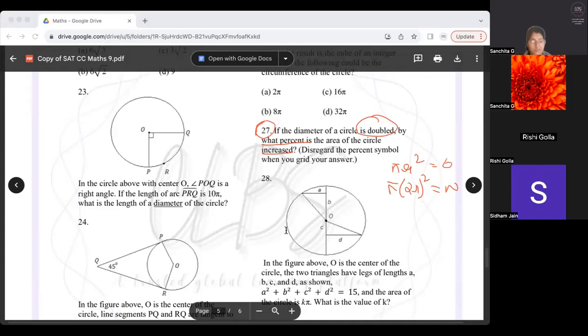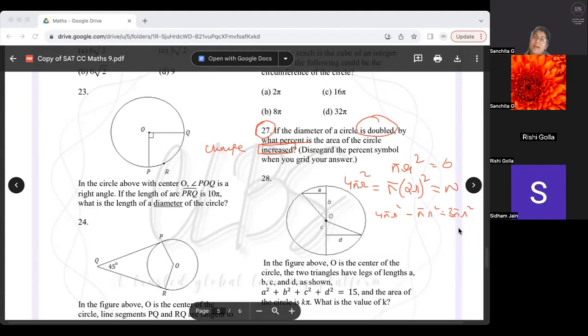So what is the change? Let me simplify this: it is 4 pi r square. Now I have to find the increase, so the change is 4 pi r square minus pi r square, new minus old. What do I get? 3 pi r square. Everyone agrees? Clear so far? Yes, ma'am, 2r, and I'll be getting 3 pi r square.